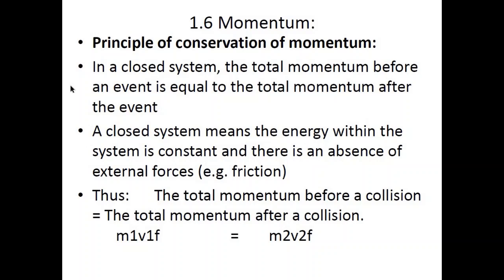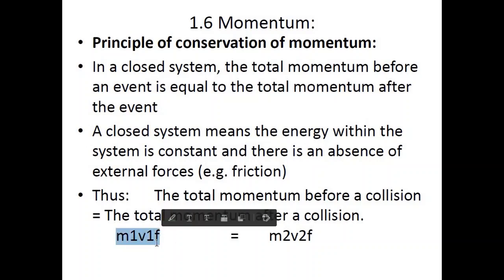A closed system basically means that energy within the system is constant and is not changed, and there is an absence of external force. For example, we ignore friction, air resistance, or viscous drag. Thus, the total momentum before a collision is always equal to the total momentum after the collision, and we denote it as m1 v1 equals m2 v2.